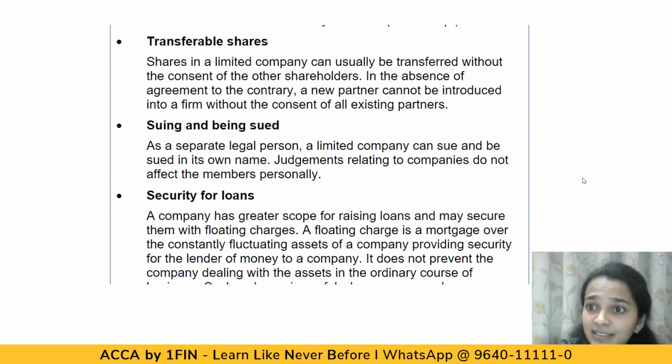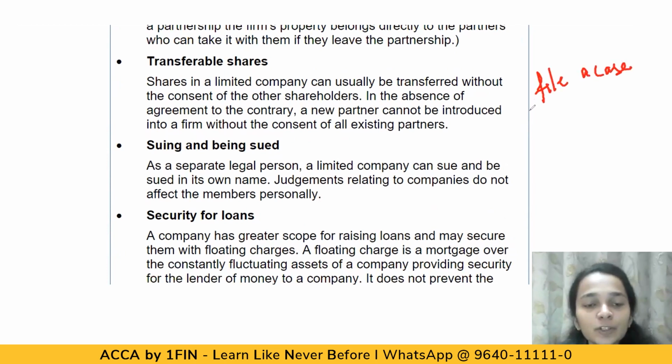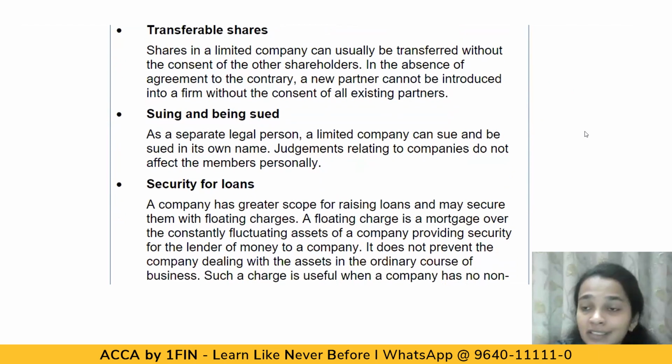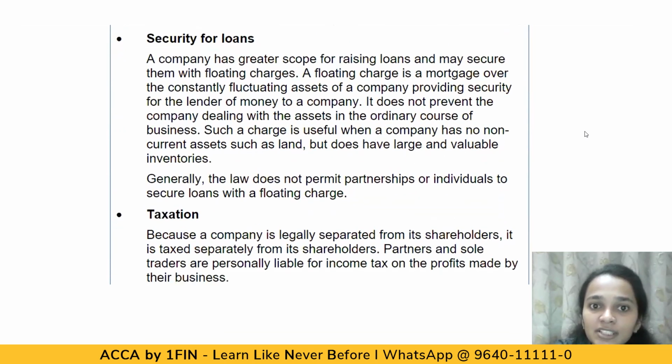Now, since the company is a legal person, a third party can file a case against the company and can also be sued by the company. A case can be filed on the company, and the company also has the right to file a case on some other person. So that is called suing and being sued. A company, since it enjoys separate legal entity, can be sued in its own name and can also sue some third person.